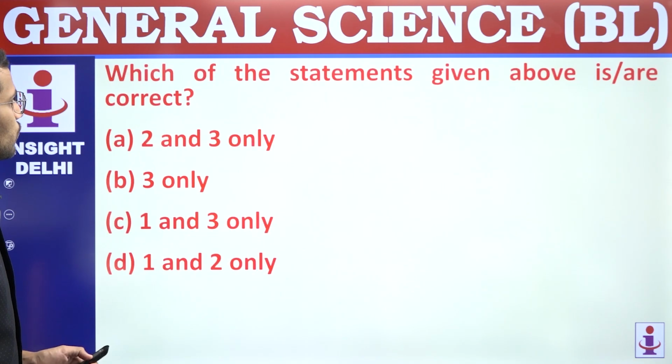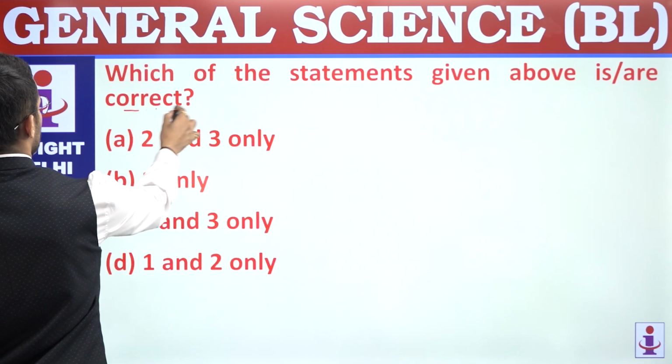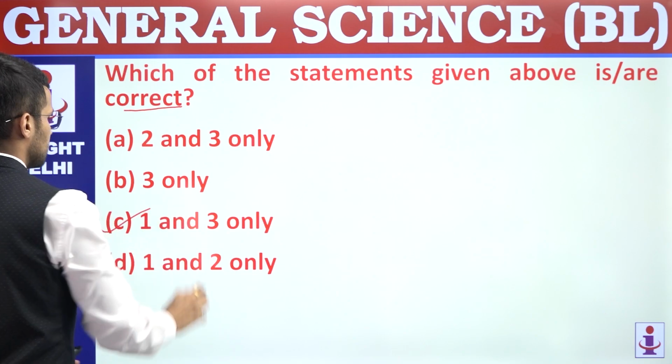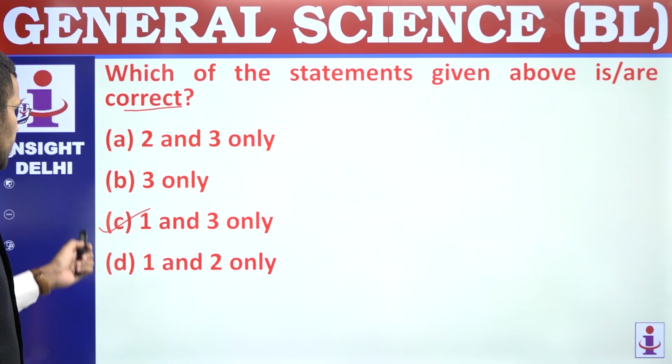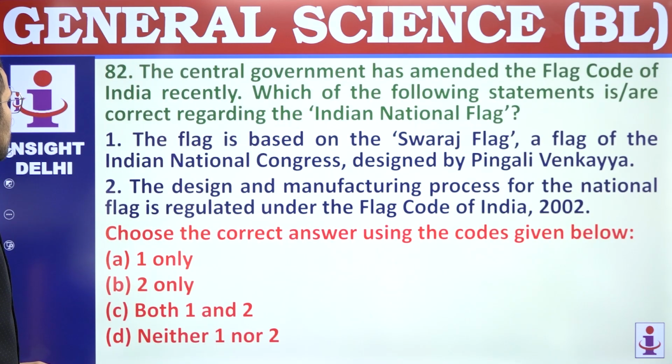Right, so we are supposed to find out statements which are correct statements. So first and third are correct, hence answer is C. Question number 81, answer is C. 82. The central government has amended the flag code of India recently.